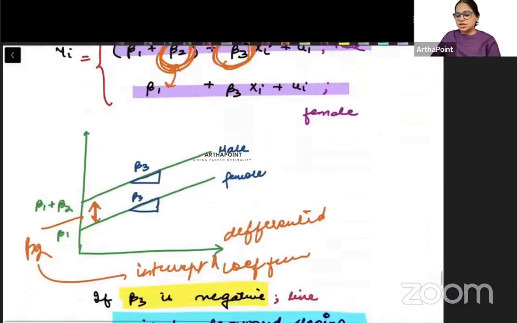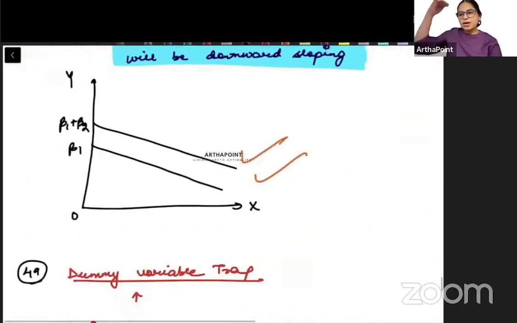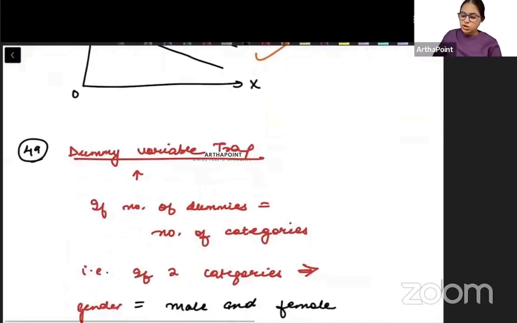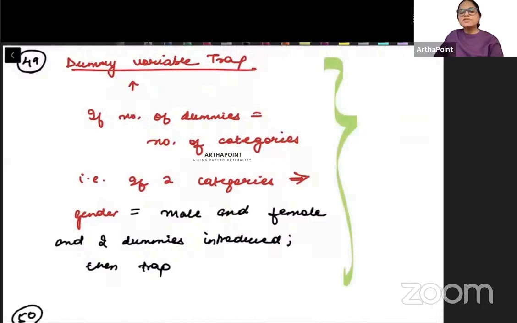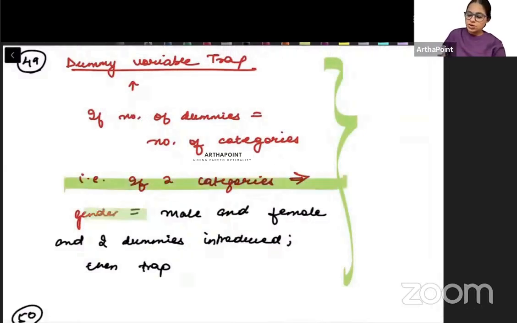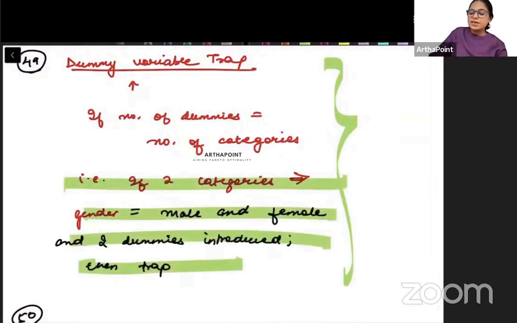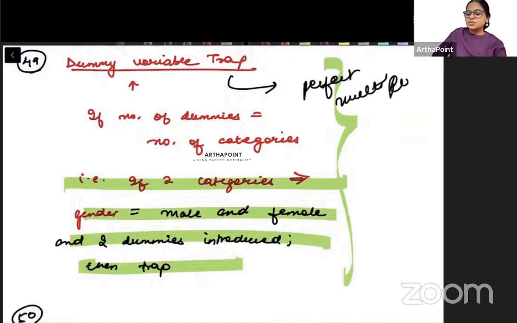ठीक है. Another thing that you have to remember कि अगर ये β3 suppose negative हो जाए, right? That means the slope is negative. So my regression lines will become downward sloping. Okay. Then just read out what is dummy variable trap beta. If there are two qualitative values and you take two dummies, then you enter into a dummy variable trap. Dummy variable trap के अंदर there is perfect multicollinearity and therefore it violates the assumption of the ordinary least square.